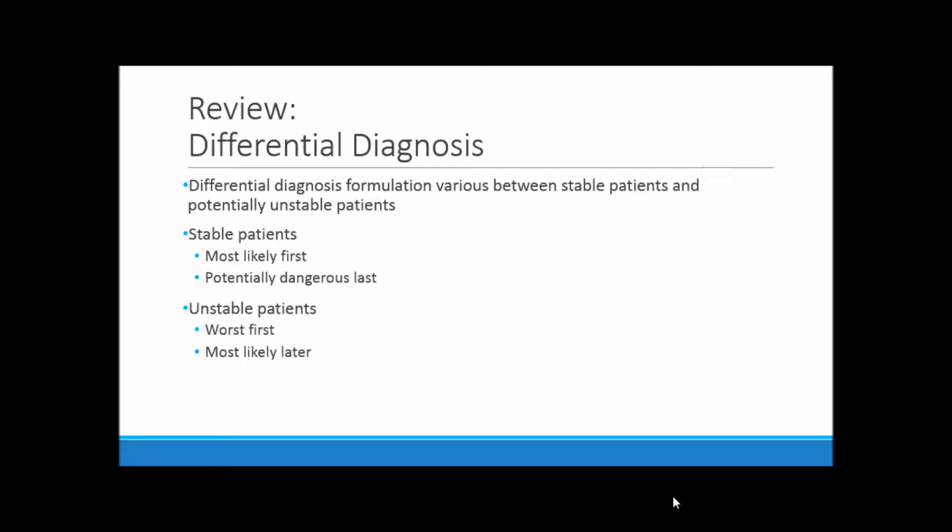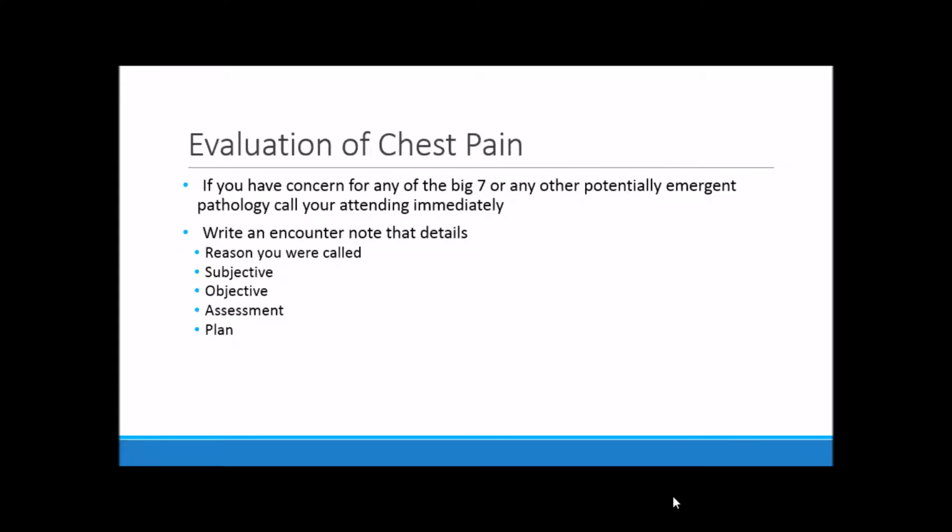To review, differential diagnosis formulation really has 2 flavors. In an unstable or potentially unstable patient, you always have to think worst first. In a stable patient, it's a little different. You have more time to sort it out, and you might think about it as most likely first and then put the potential disasters at the end of the list.